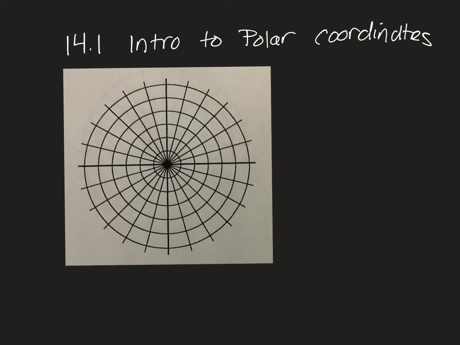So basically, it's kind of like a unit circle, like each of these lines. So you have like 0, 30, 60, 90, like these are your degrees.